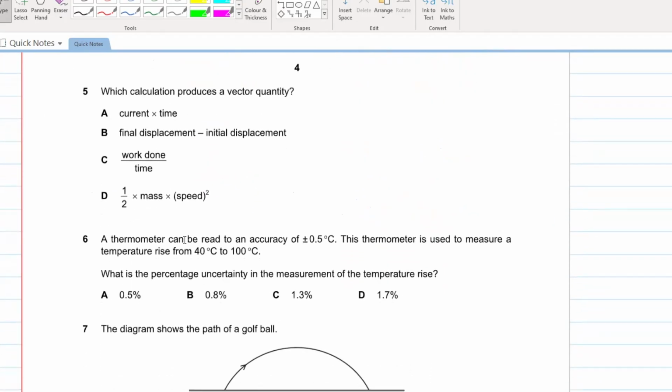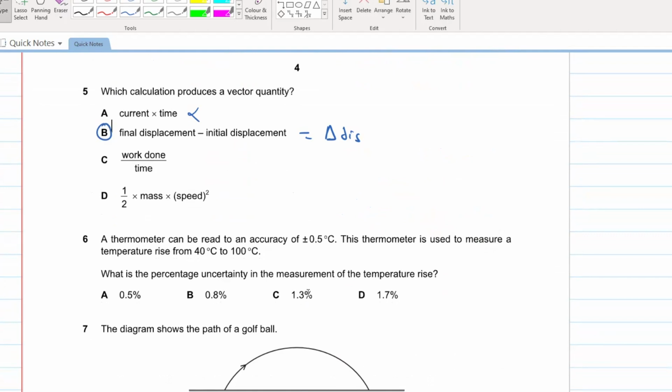Which calculation produces a vector quantity? Current into time will produce what? Current into time will produce charge. This is not a vector quantity. Final displacement minus initial displacement will produce change in displacement. And displacement is a vector quantity. B is your answer. Simple.